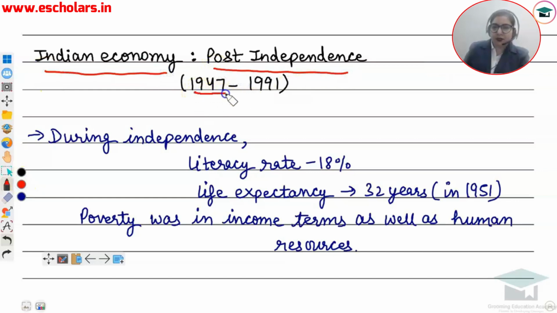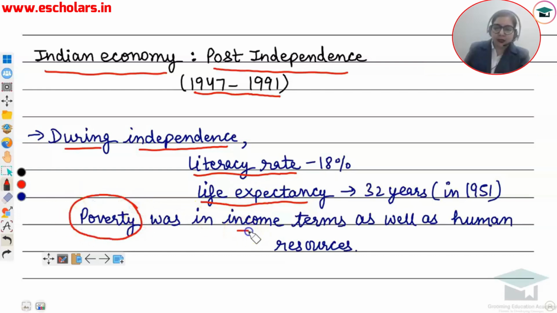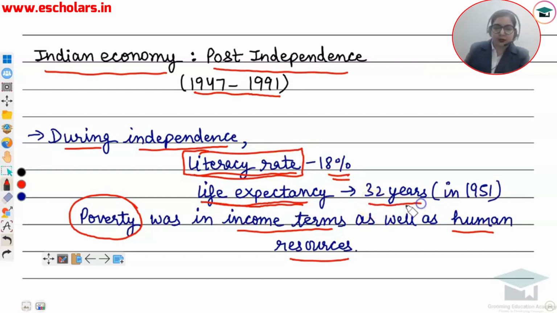See students, during independence, the literacy rate was low. Also, there was low life expectancy and there was poverty in income terms as well as in human resources. Basically, the literacy rate was 18% and life expectancy was only 32 years and poverty was seen in income terms, that is in financial terms, as well as in human resources. That is, there were no skilled human resources present in the Indian economy during independence.